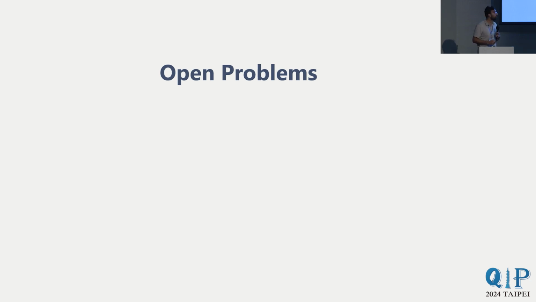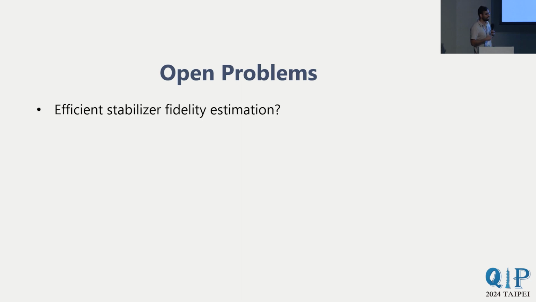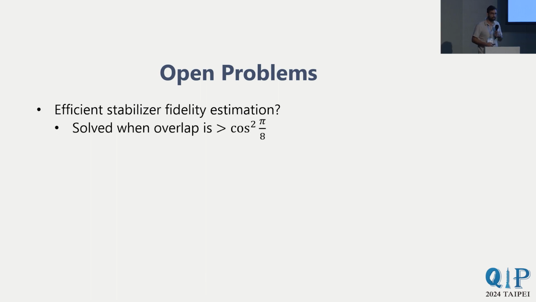Okay, I want to leave with some open problems. The first two are concrete problems that you could go work on after this talk. They're the hardest problems left in this area, I think, and they're the ones I'm most interested in. The first thing is efficiently estimating stabilizer fidelity. The stabilizer fidelity is the maximum overlap your state has with all stabilizer states. We have an algorithm that does this when you're promised that the overlap is at least cosine squared pi over 8. We do have algorithms that work when we don't have this promise, but they're not polynomial time.